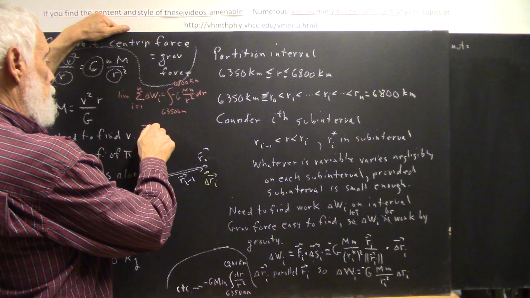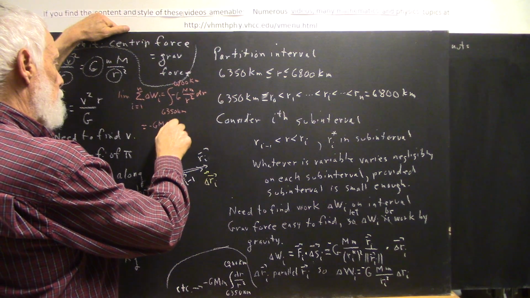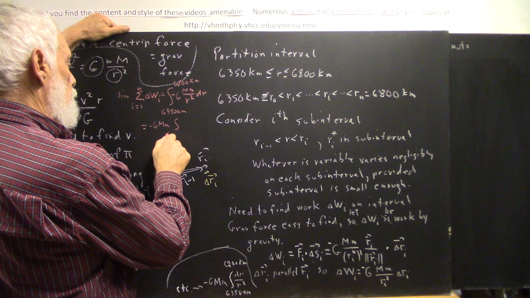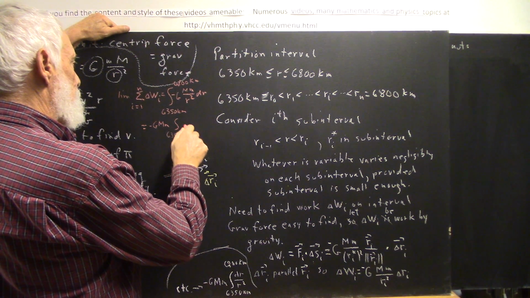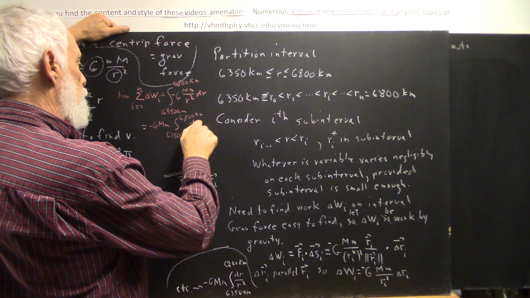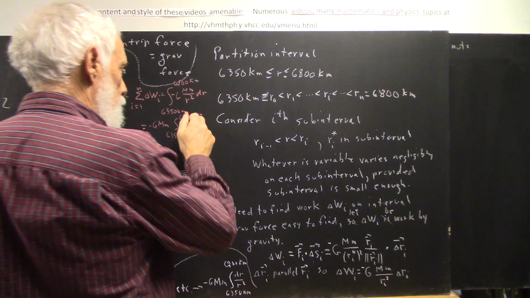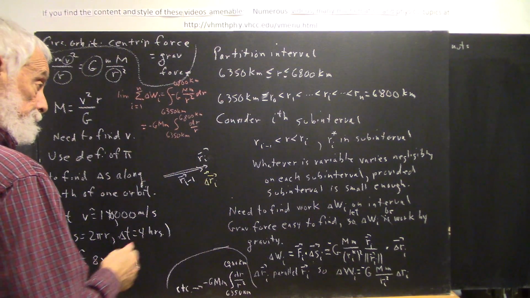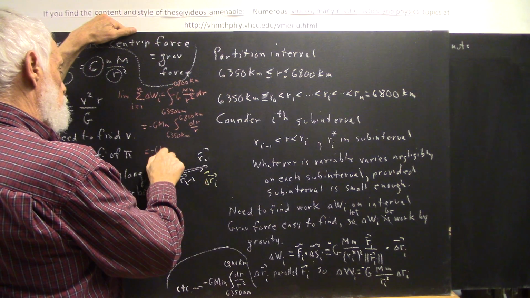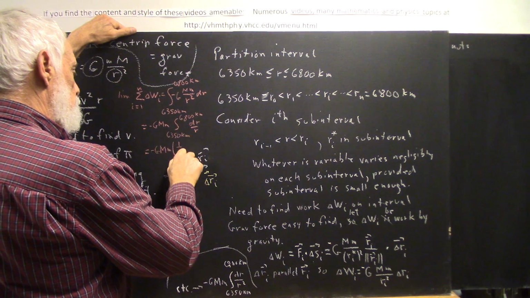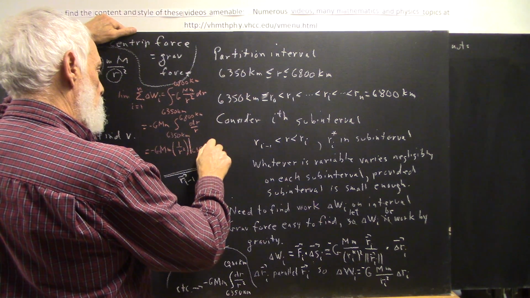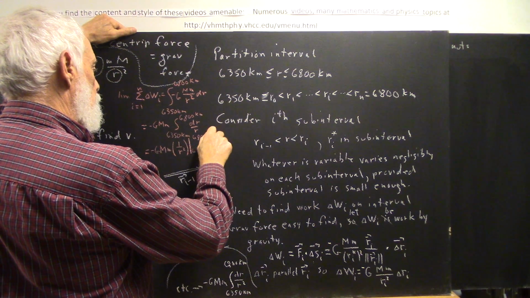That's your integral. And we can write that as negative big G, big M, little m, times the integral from 6,350 kilometers to 6,800 kilometers of just dr over r squared. Now, the antiderivative of 1 over r squared is negative 1 over r, evaluated from 6,350 kilometers to 6,800 kilometers.